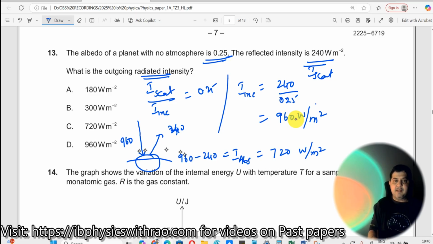Now after some time, the energy that is absorbed will be radiated, not reflected. There is a difference between radiation and reflection. A mirror will reflect. Radiation means something gets absorbed and at a given temperature it starts radiating. This is the difference between these two. Don't get confused. Therefore radiation is simply 720. C is the right answer.